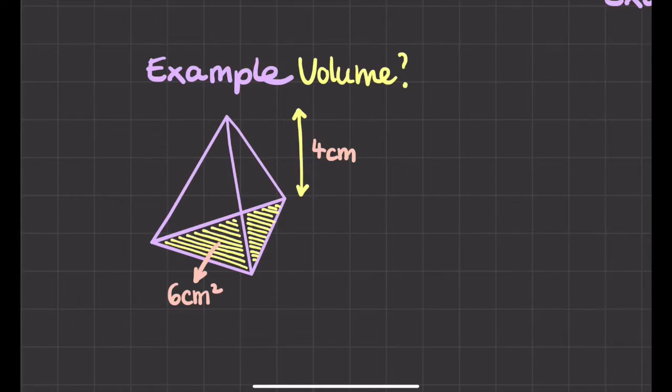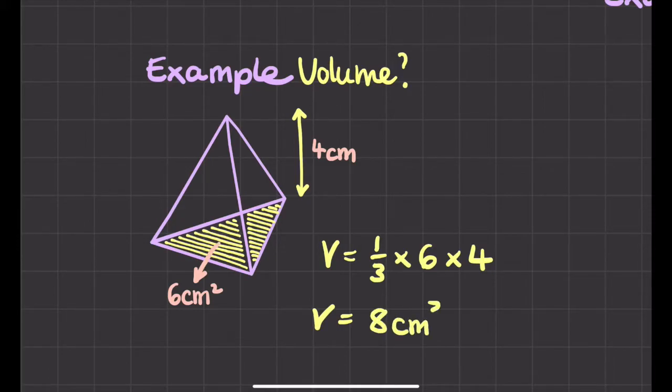Here I've got a triangular based pyramid, and the volume for this is simply 1/3 multiplied by the base area. So here it's 6 multiplied by the height of my pyramid. Okay, so my volume is going to be 1/3 of 24, so that's 8 centimeters cubed.